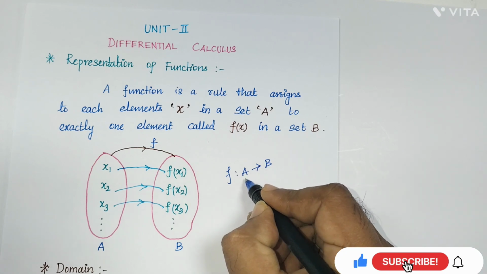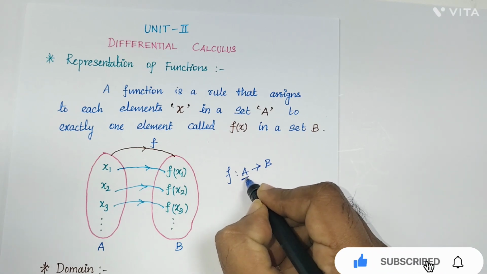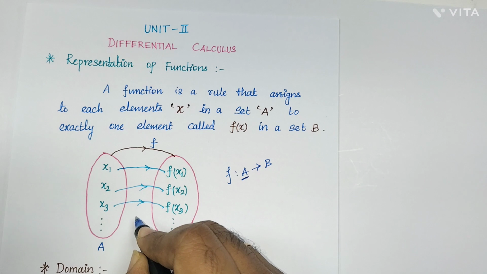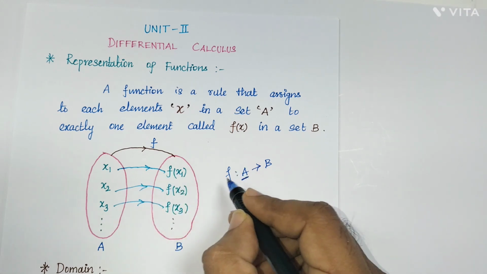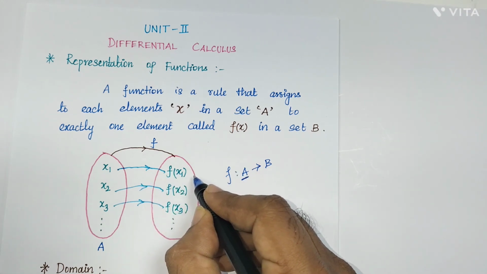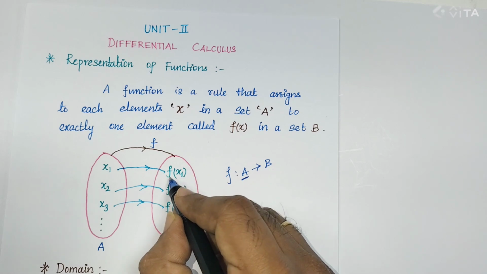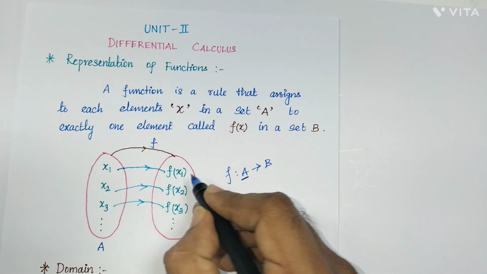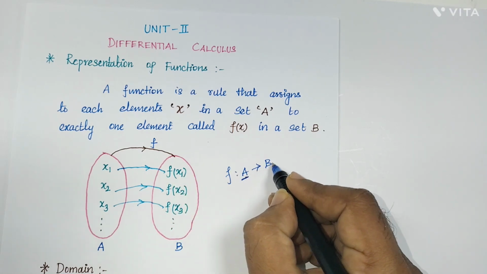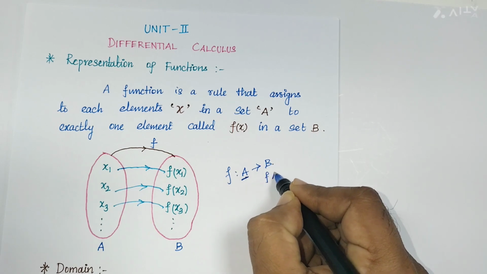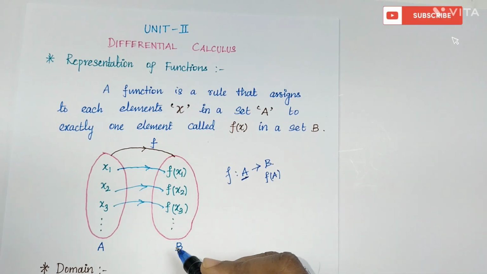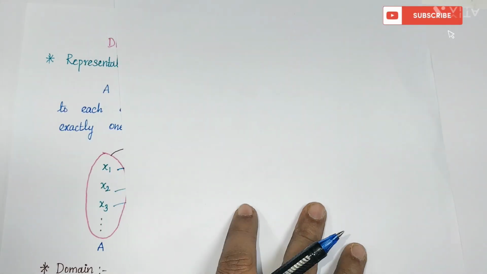Very simple: each element in A gives one corresponding image in B in the form of f of x. If I take an element a from A, it gives the image f of a in B. Generally we can call this a function. We'll see how to take examples like that.